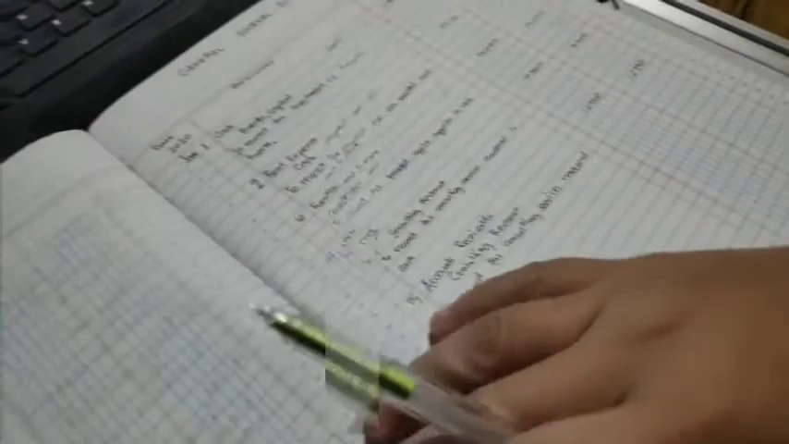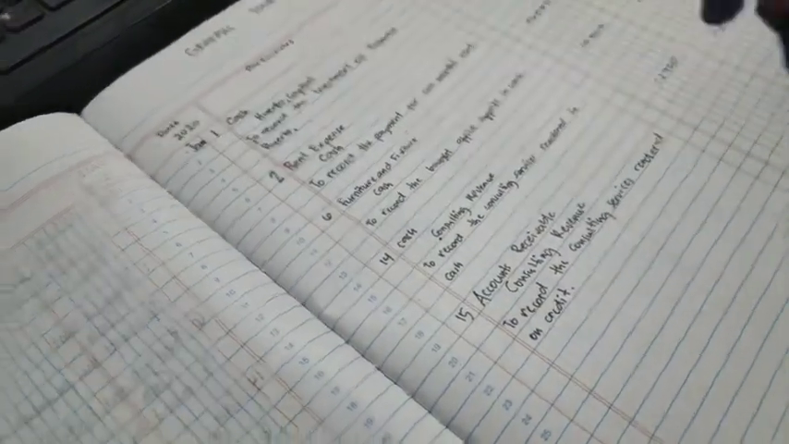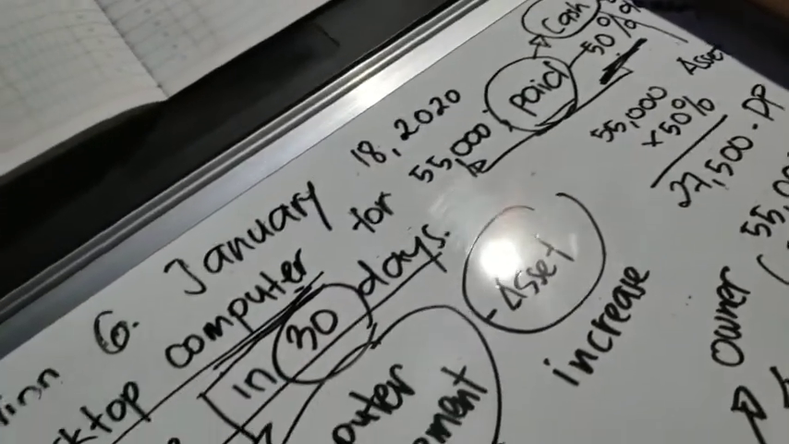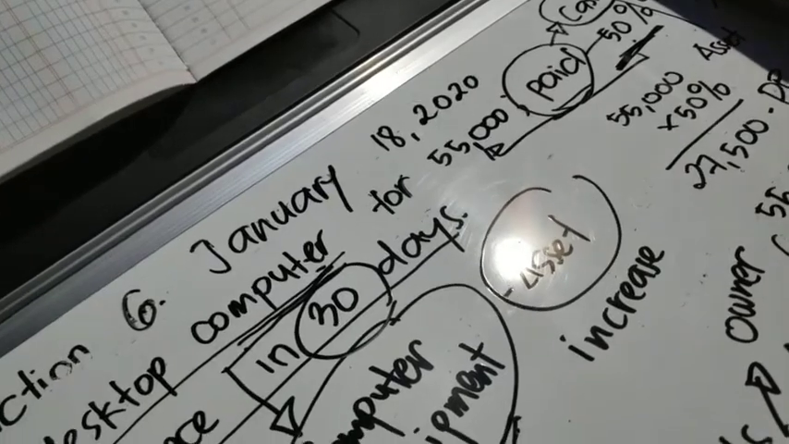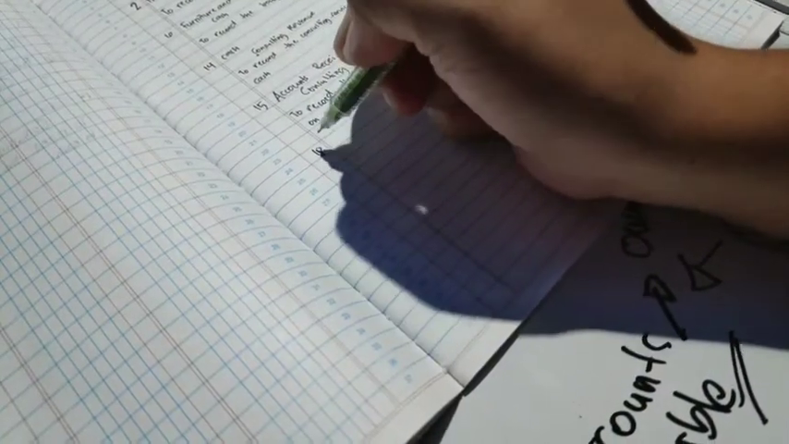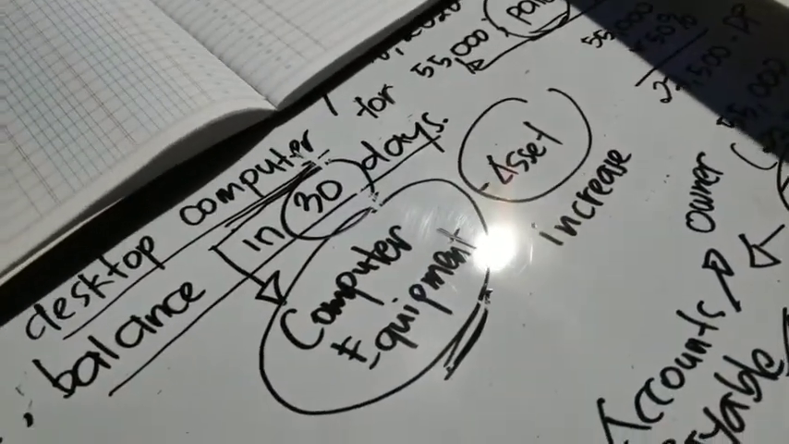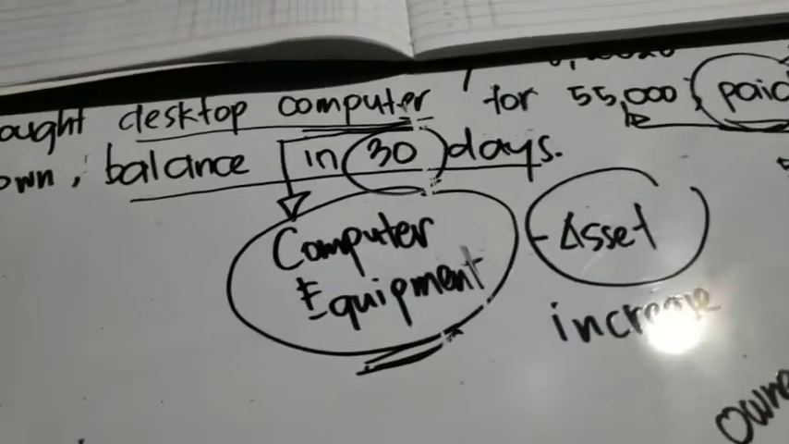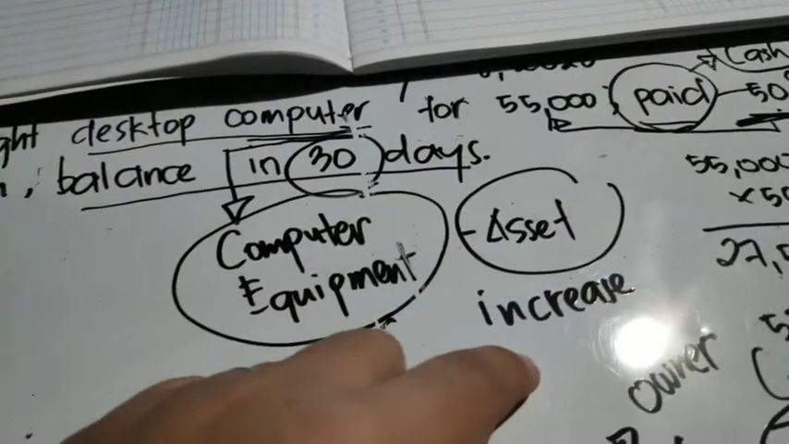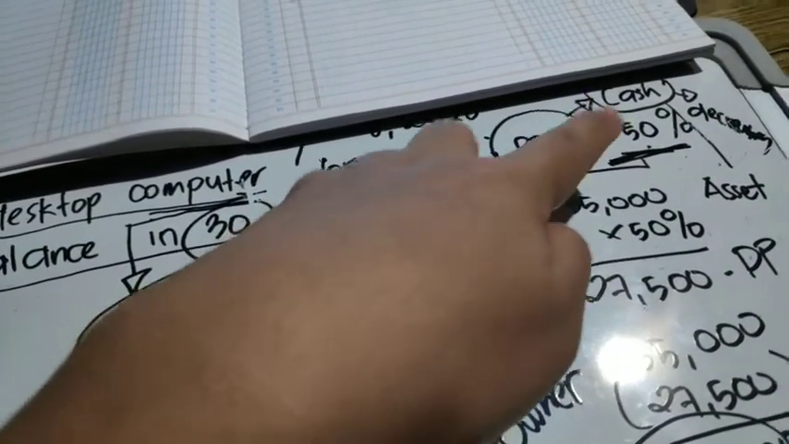Okay, class. So this is how you will write the transaction on your general journal. So as you can see, in your transaction, January 18 is the date. So you will write 18 in the day. Now, as you notice, we have 3 accounts, right? So when you bought a desktop computer, a computer equipment, it means you are increasing your asset. And when you are paying, it means that you are using cash.